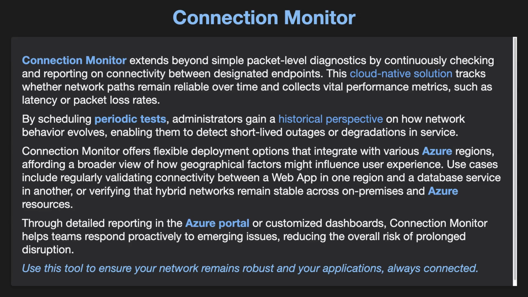Connection Monitor offers flexible deployment options that integrate with various Azure regions, affording a broader view of how geographical factors might influence user experience. Use cases include regularly validating connectivity between a web app in one region and a database service in another, or verifying that hybrid networks remain stable across on-premises and Azure resources. Through detailed reporting in the Azure portal or customized dashboards, Connection Monitor helps teams respond proactively to emerging issues, reducing the overall risk of prolonged disruption.